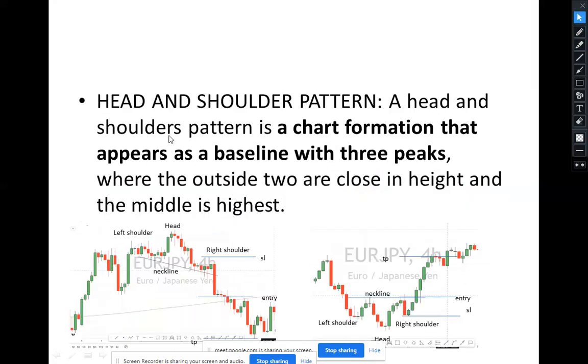Now, the next reversal pattern I want to discuss is the head and shoulder pattern. A head and shoulder pattern is a chart formation that appears as a baseline with three peaks, where the outside two are close in height and the middle is the highest, just like this. Three peaks: one, two, three.